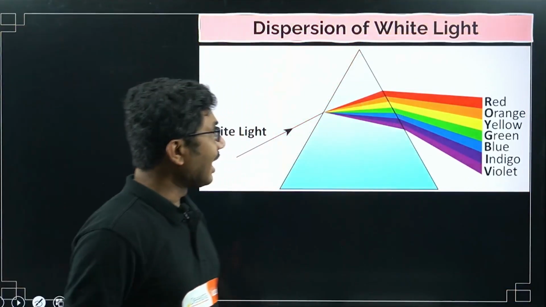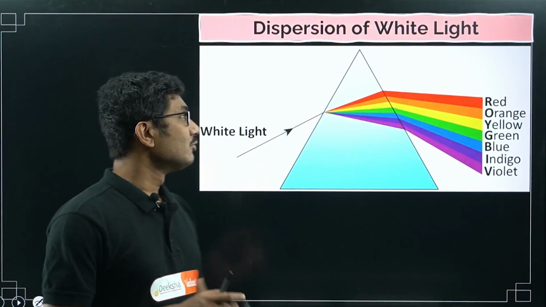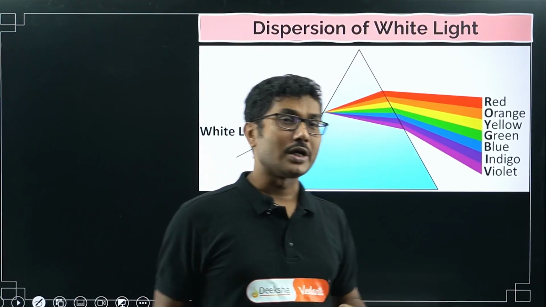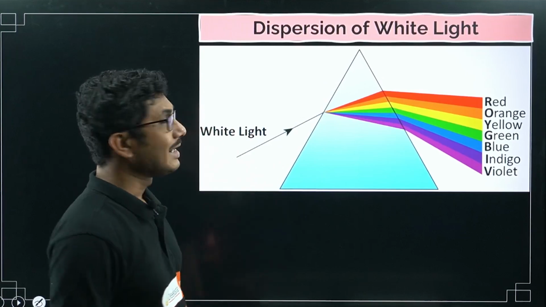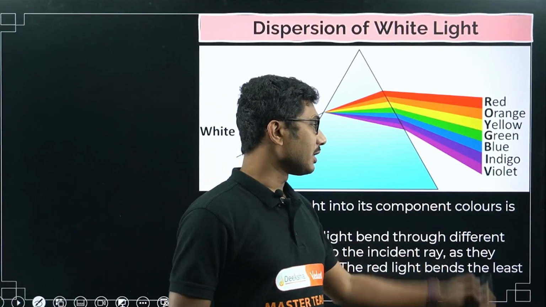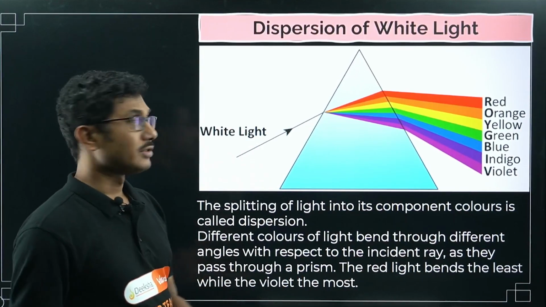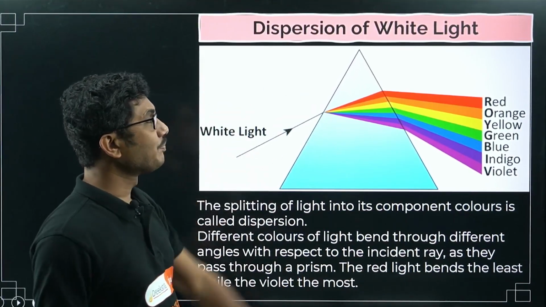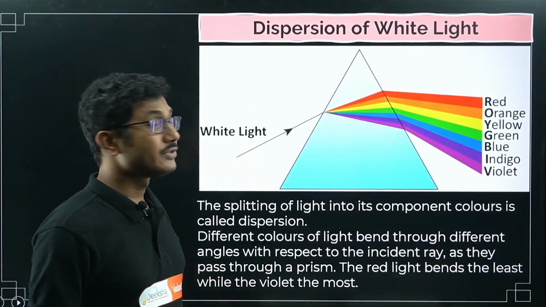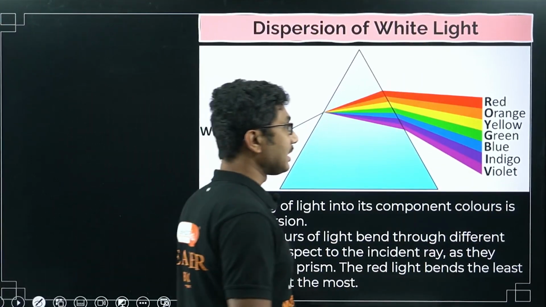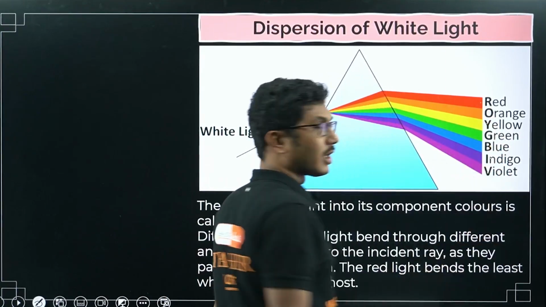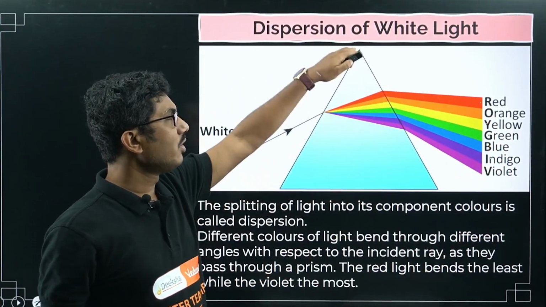Okay, now if you are satisfied, let's move on to the next part, where we are going to discuss the splitting of white light into 7 colors, that is dispersion of white light. So what is dispersion? The splitting of light into component colors is called dispersion. As white light passes through a prism, after it emerges, it splits into 7 constituent colors. What are all the 7 colors? Violet, indigo, blue, green, yellow, orange, red, from bottom to top, from base to top.